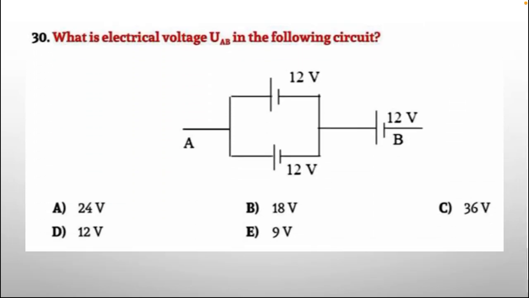Question number 30 is actually a calculating one, where a circuit diagram is given, and what we need to find is the electrical voltage UAB in the following circuit. The circuit is given. Options are also available under that circuit: A, 24 V; B, 18 volts; C, 36 volts; D, 12 volts; E, 9 volts.